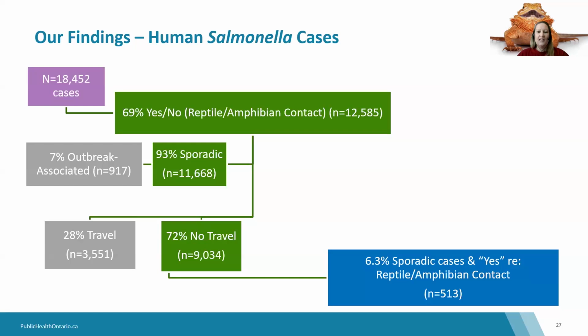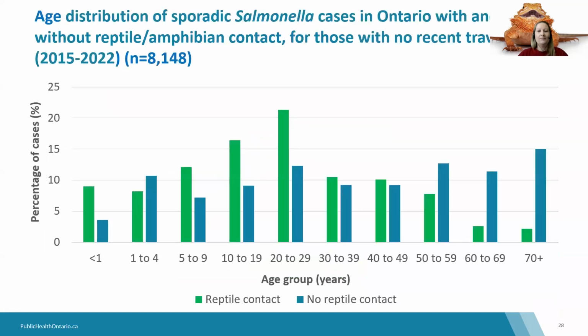Of the almost 13,000 cases that did have a yes or no response, most were considered sporadic, meaning there was no epidemiological or whole genome sequencing linked to other cases, and 7% were linked to almost 100 outbreaks, 2 of which were reptile associated. So once we dropped those who reported travel, which we did on the basis that the types of reptiles and reptile interactions that someone might have while on vacation, for example, likely differ from those with reptiles they keep as pets, that left us with 513 human cases of Salmonella who did not travel during the exposure window, but did report having contact with reptiles and amphibians.